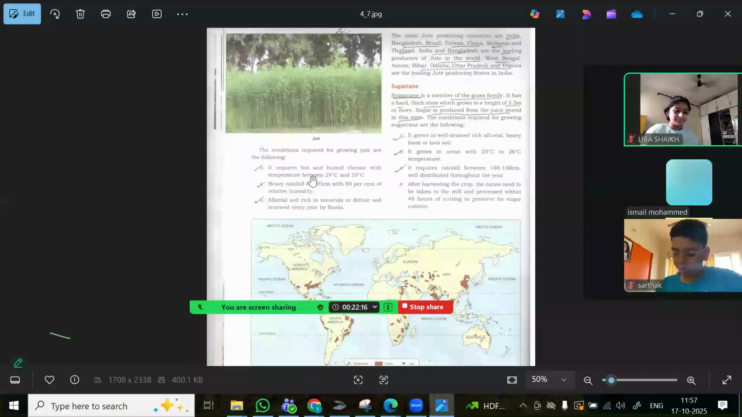Okay, the favorable conditions are it requires hot and humid climate, and it requires 24 to 35 degrees centigrade and 150 centimeter rainfall, and requires alluvial soil rich in minerals.